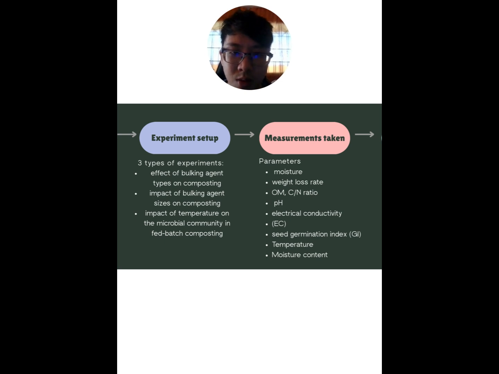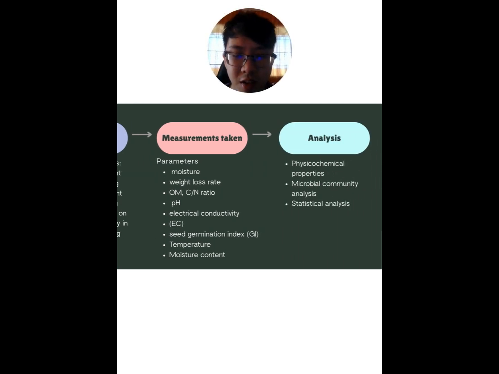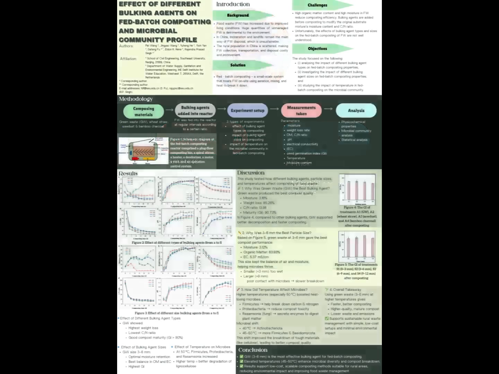These parameters include moisture, weight loss rate, OM, C/N ratio, pH, electrical conductivity, seed germination index (GI), temperature, and moisture content. The experiment is undergone for a length of 30 days, where the measurements were taken in intervals of different days. After the experiment is over, the article then proceeds into analysis. These analyses include the physicochemical properties, the microbial community analysis, and lastly, the statistical analysis of the composting materials.